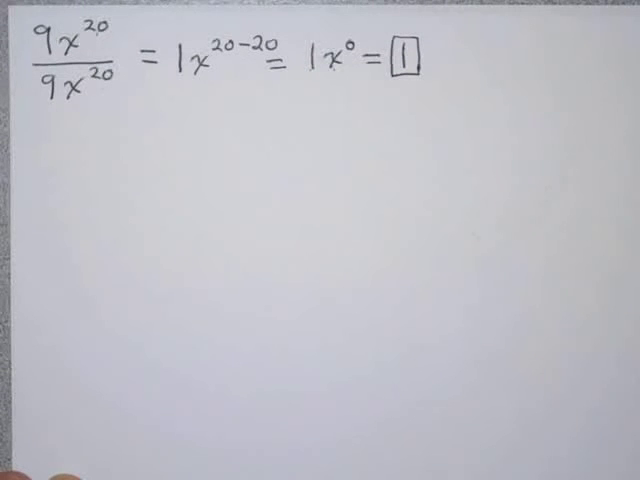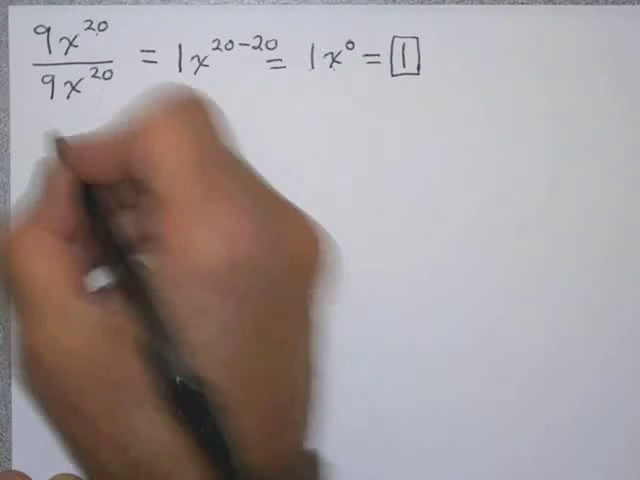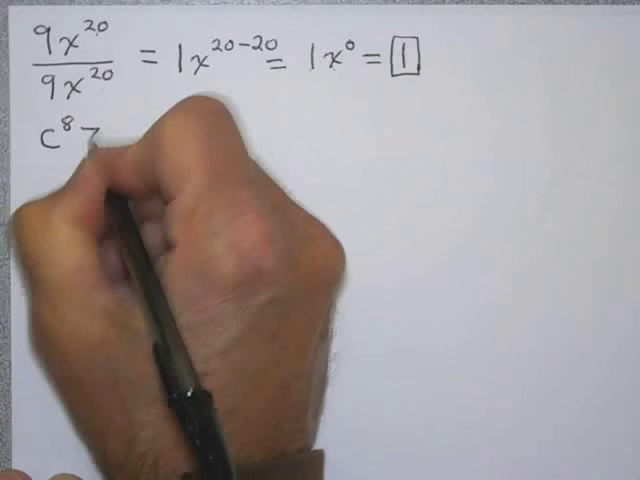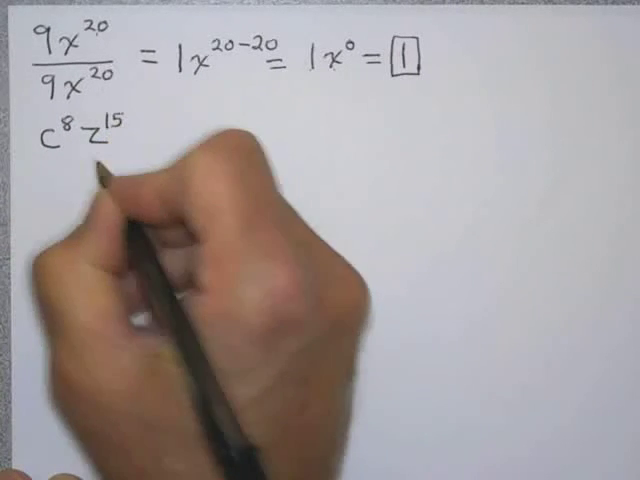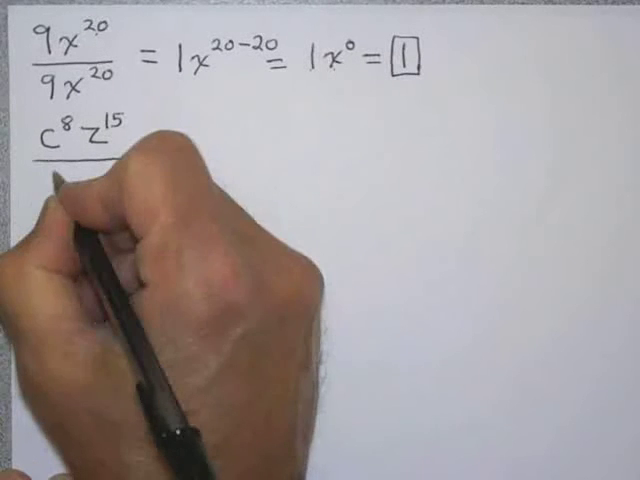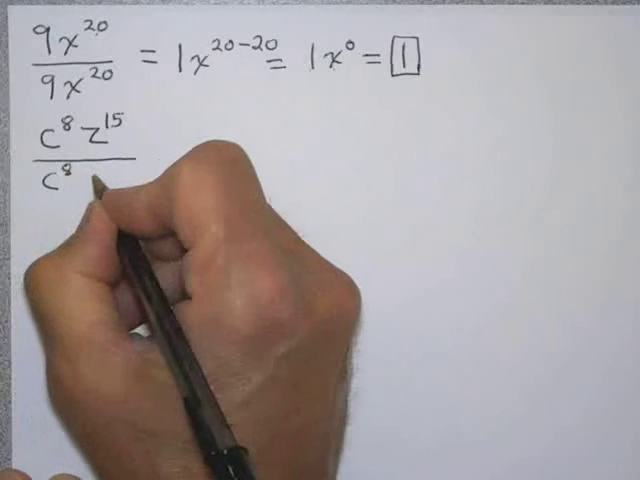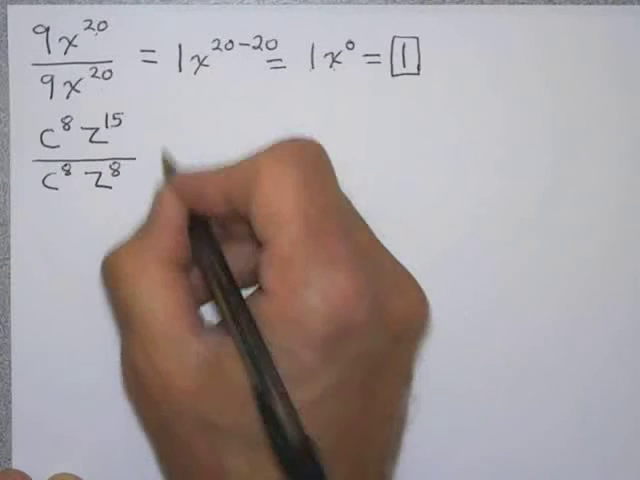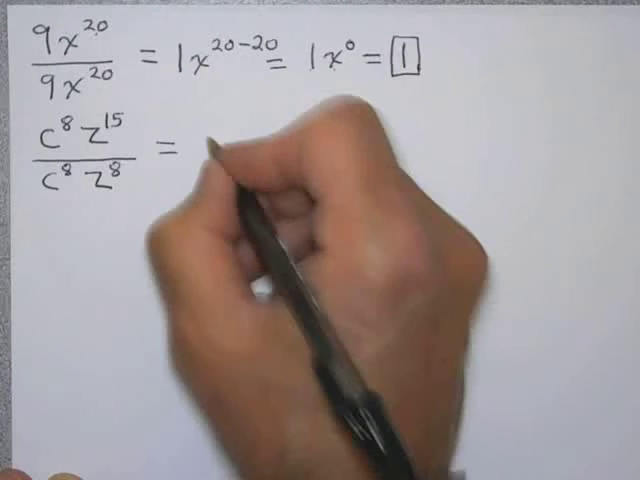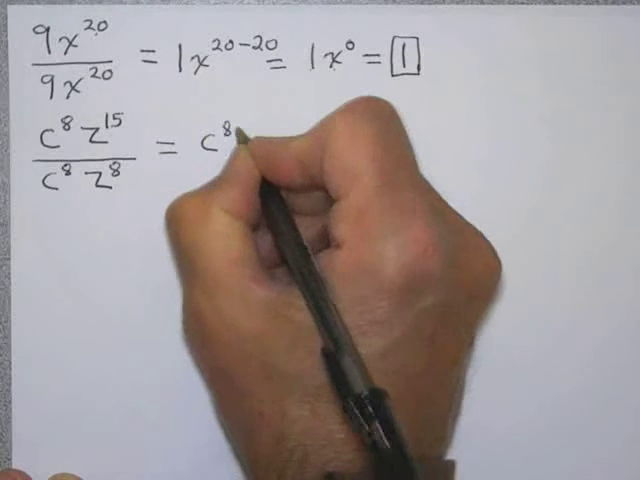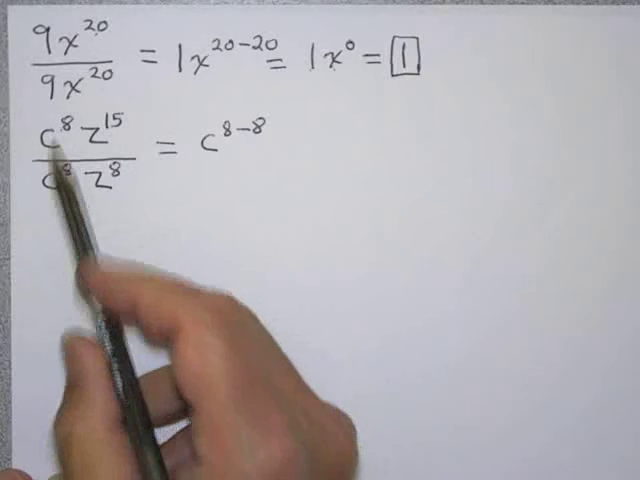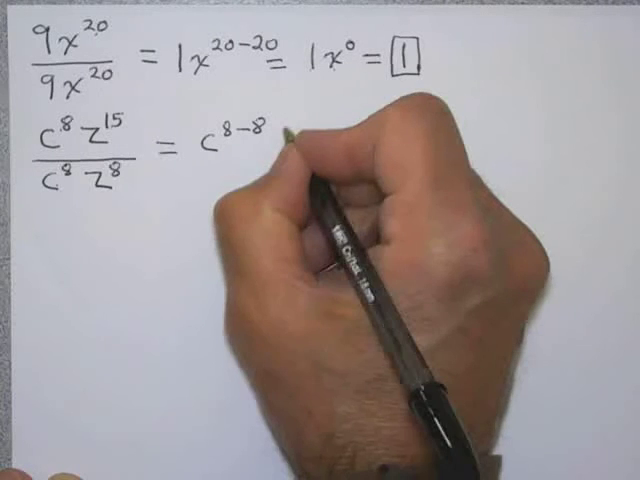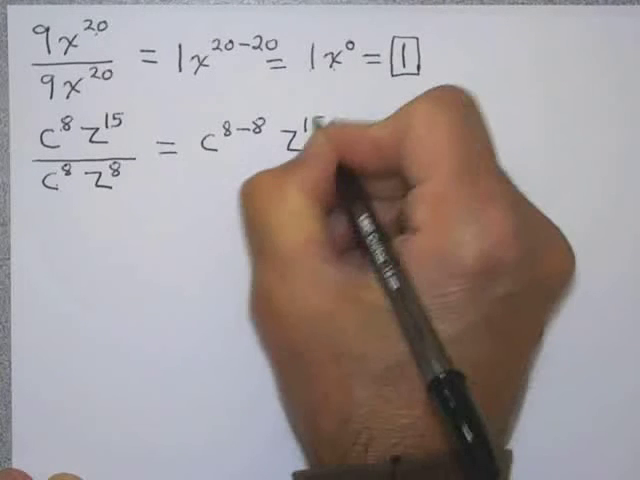All right, let's try another example. How about if I have something like this, a little more complex? Let's take the letter c to the 8th, and how about z to the 15th? And I'm going to write that over c to the 8th and z to the 8th. A lot of 8's here. Okay, let's do our subtractions. So we're going to have c to the 8th power minus 8. That would be these two, numerator and denominator. And of course, that's going to be z to the 15th power minus 8.